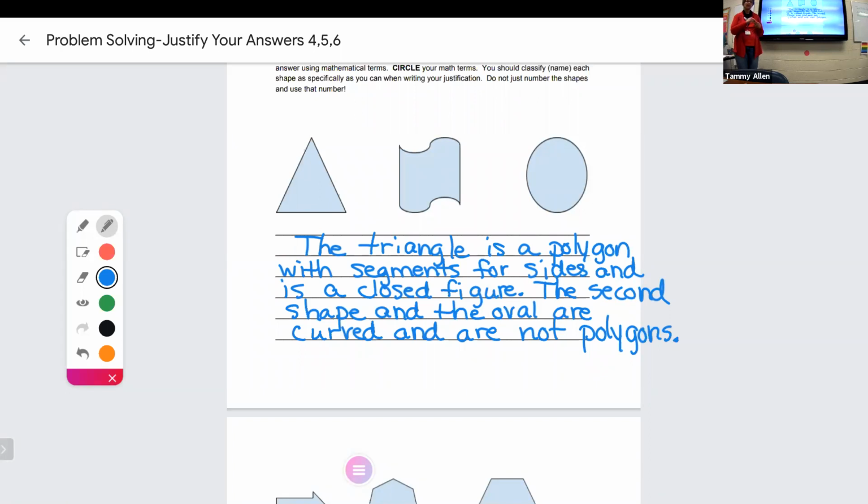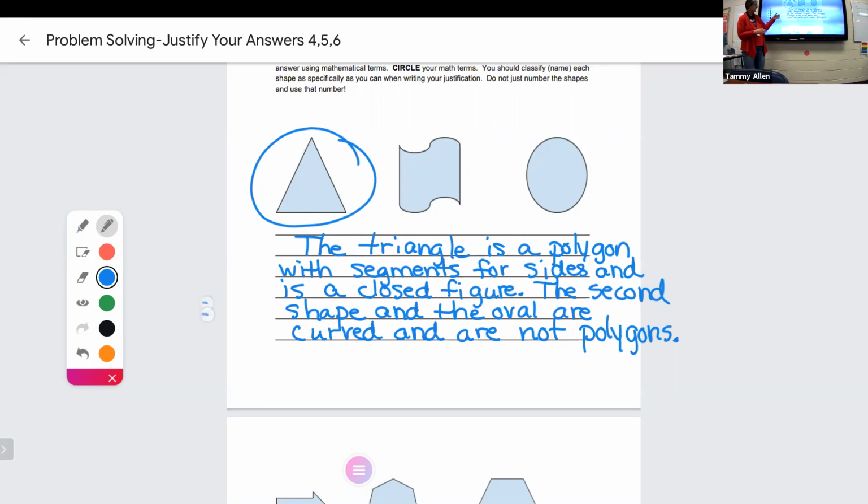So it describes why the triangle is a polygon. It describes why the other two are not polygons. It separates them into two categories. Does that make sense? It connects these two, and it tells why this one is the outlier. I want you to circle the one that you are including as the outcast, the one that doesn't belong. Okay?